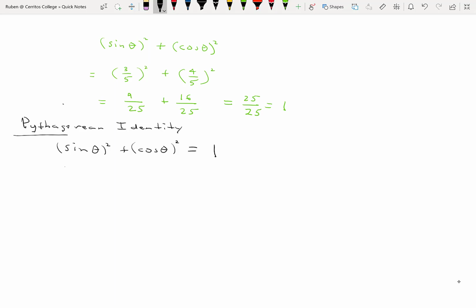There are 3 Pythagorean identities. This one's the most important one.